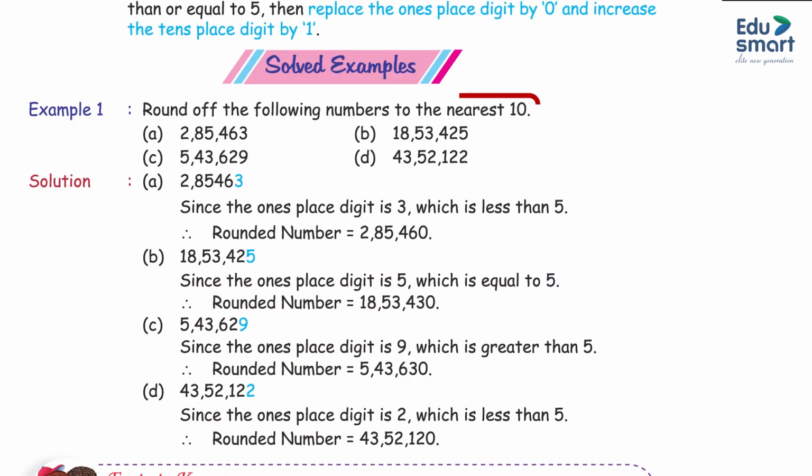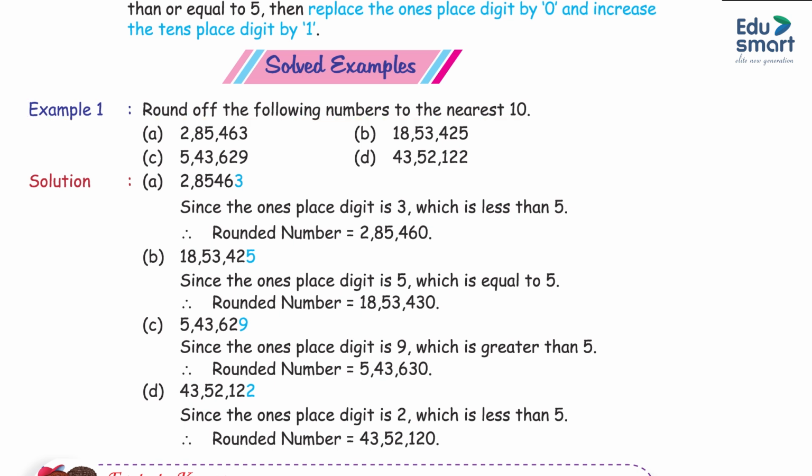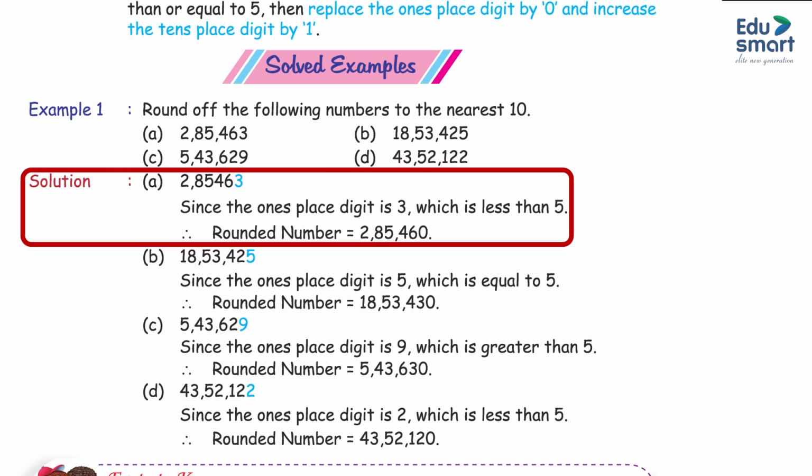Solved example. Example 1. Round off the following numbers to the nearest 10. A. 285463. B. 1853425. C. 543629. D. 4352122. Solution: A. 285463. Since the ones place digit is 3, which is less than 5, rounded number is 285460.